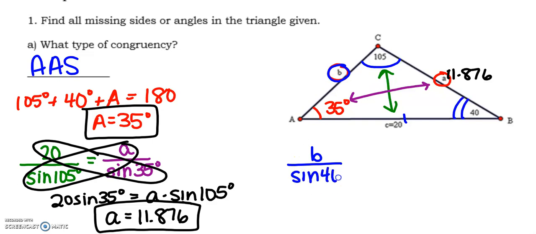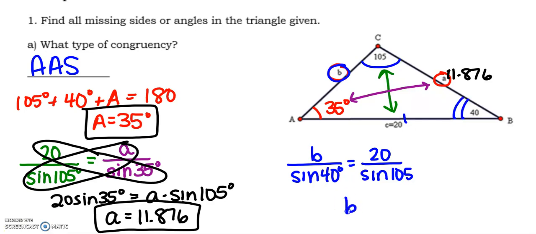So I'm going to take the sine of 40, and I'm going to set that again to that ratio of the nice one that was given to me, that I knew for a fact that 20 was related with the sine of 105. So take a second, cross multiply that, pause your video, and let me know what you get for side B.